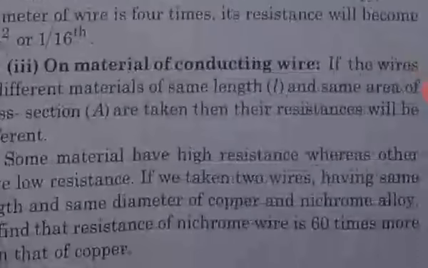And the third is the material of the conducting wire. If wires of different materials with the same length and the same area of cross section are taken, then their resistance will be different.